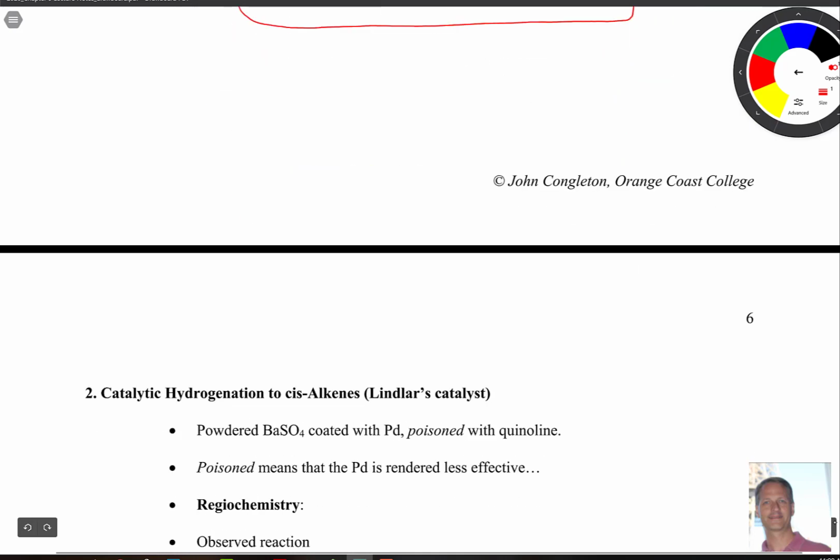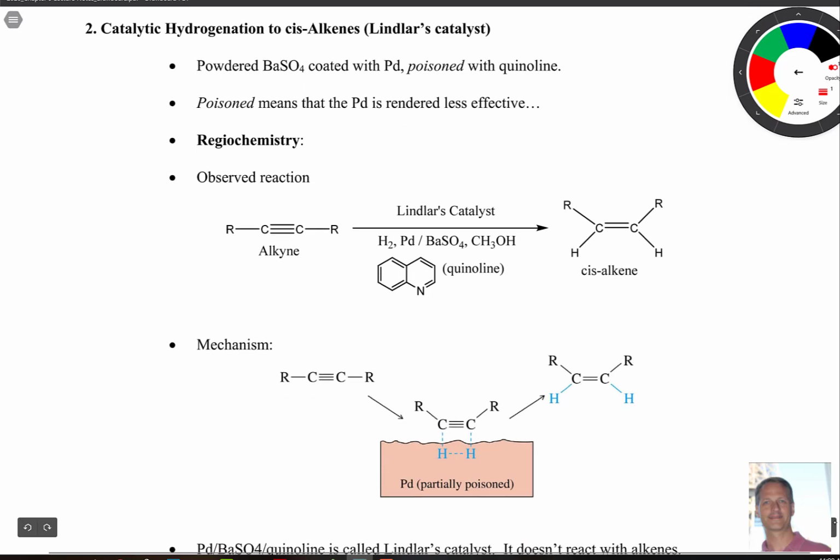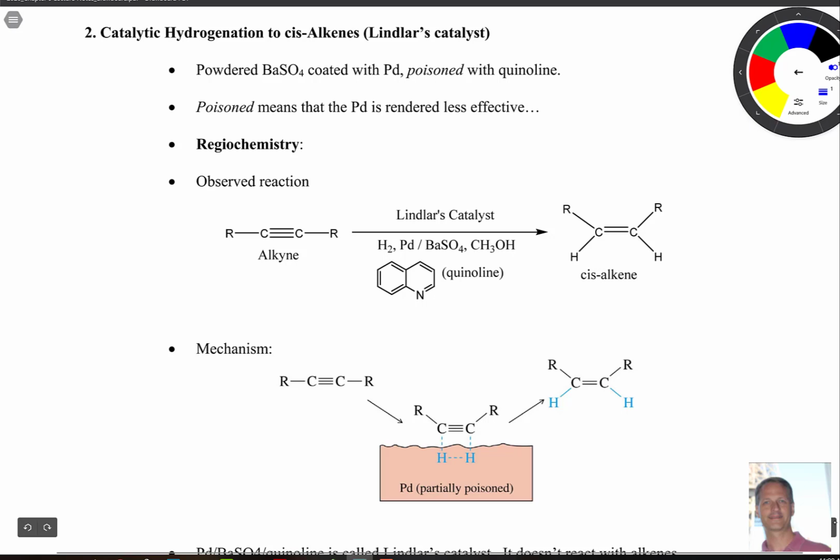Well, what about the next one? So what if we want to stop it? What if we want to stop it at the alkene? How could we do that? Well, it turns out if we could just make our catalyst less effective, if we could just slow it down a little bit, then we might be able to stop this at an alkene. It turns out that we can do that. So we use barium sulfate coated with palladium and poisoned with quinoline. So poisoned here means that the palladium is rendered less effective.